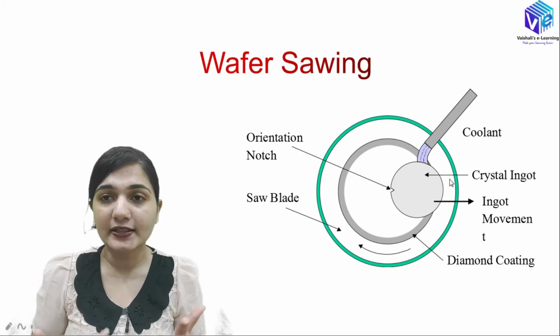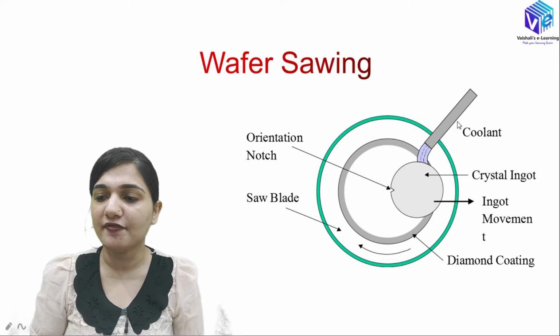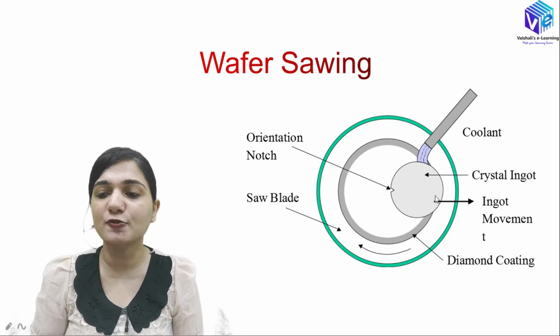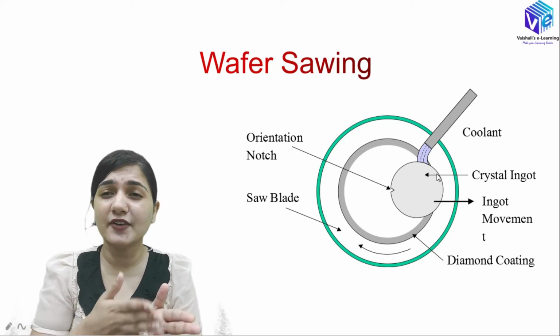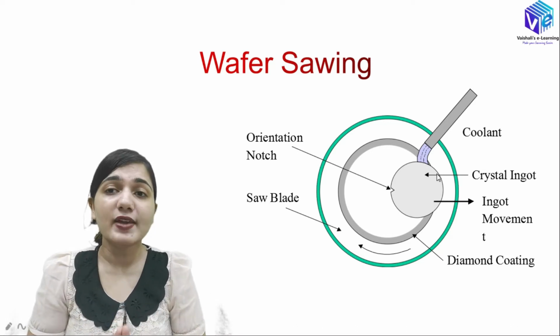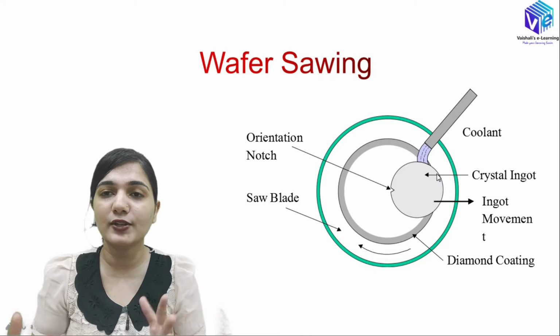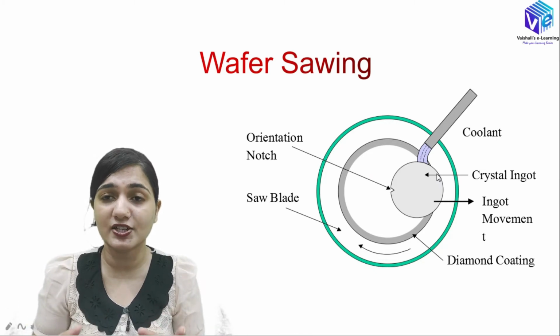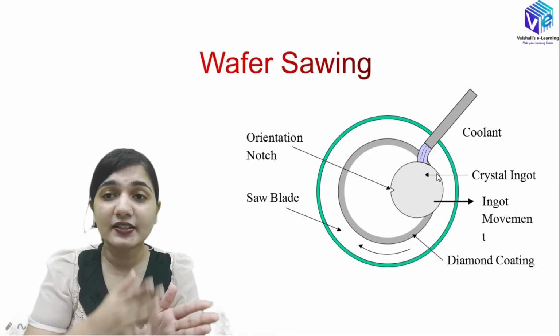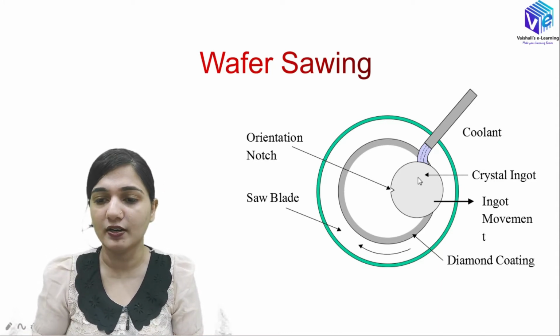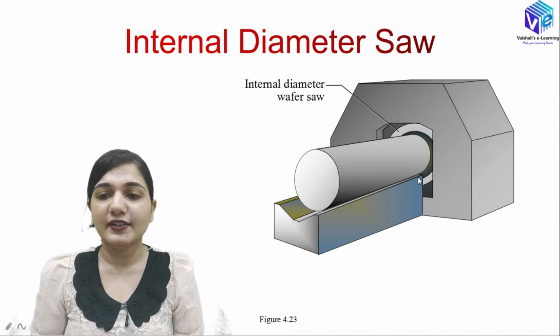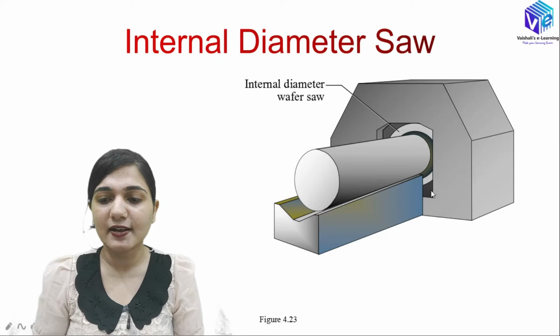We will be sawing the ingot and making the wafer, and coolant is added because in this process a lot of heat will be generated. If I am cutting it, a lot of frictional heat will be generated. We have to avoid this heat so that we get uniform concentration and defect free wafers. So for that we will be supplying the coolant over here. Then we have the internal diameter sawing as well. So this is the technique for the internal diameter sawing.